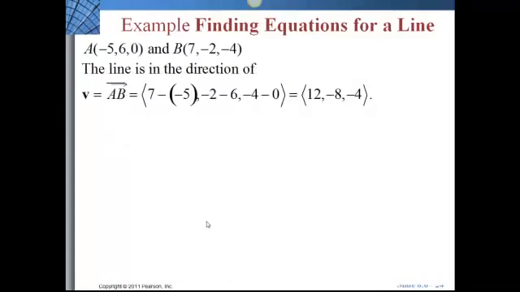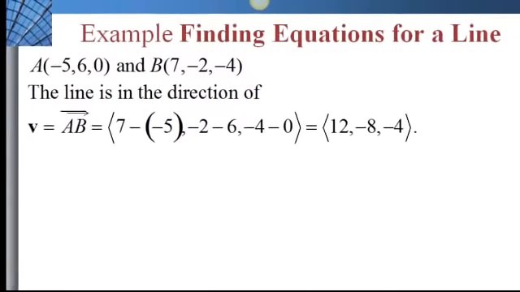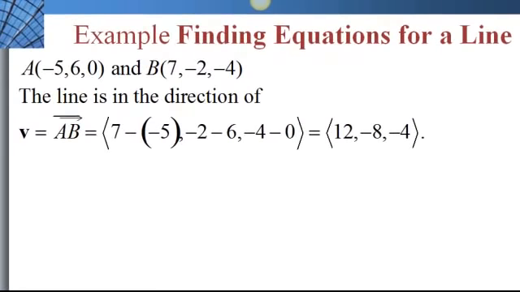So going from point A to point B, we have a vector, and it's just like finding it in 2-dimensional when we have head minus tail. It's just that we have a third component to figure in. The head is the B, the tail is the A. So head minus tail, 7 minus -5, -2 minus 6, and -4 minus 0 gives us the vector (12, -8, -4).